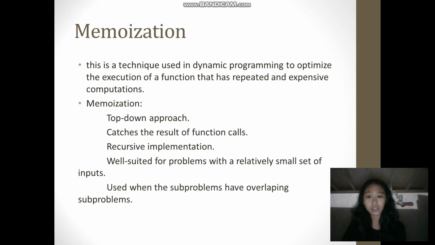So next, we have memoization and top-down dynamic programming. Memoization is a technique used in dynamic programming to optimize the execution of a function that has repeated and expensive computation. Memoization works from a top-down approach, caches the results of function calls, uses a recursive implementation, and is well suited for problems with a relatively small set of inputs, used when the subproblems overlap. So this is the application of memoization.